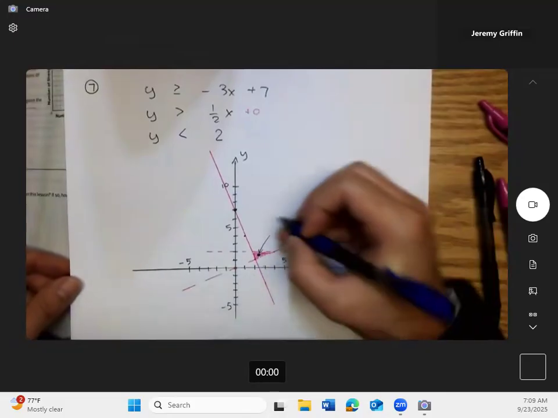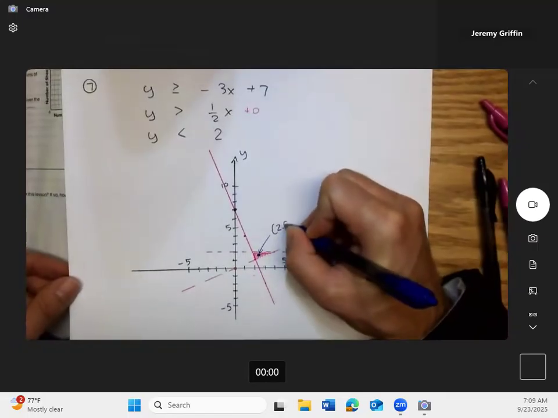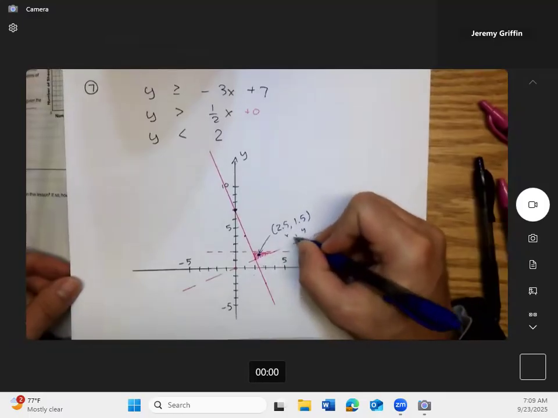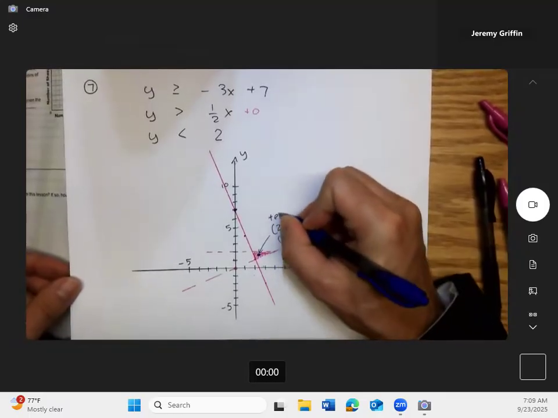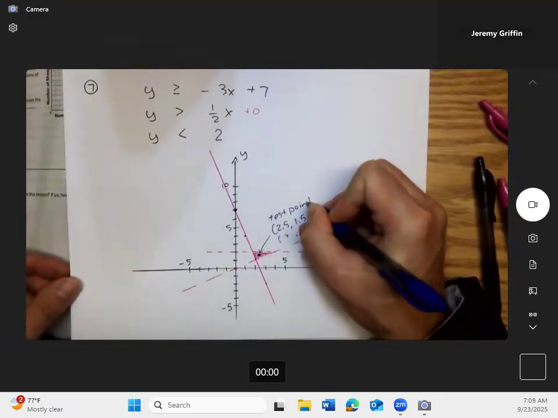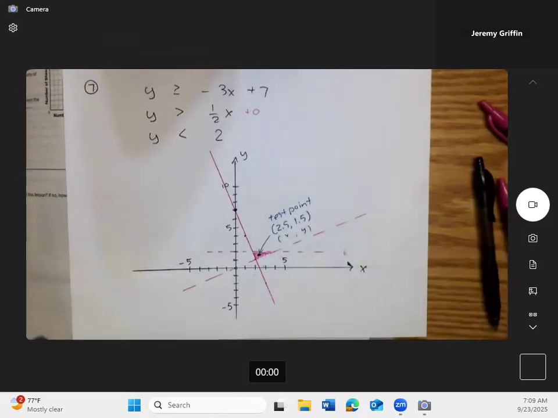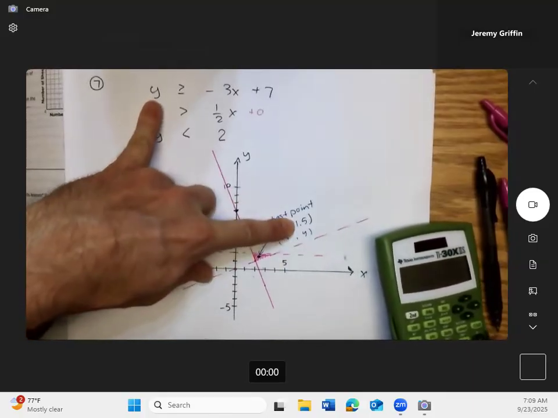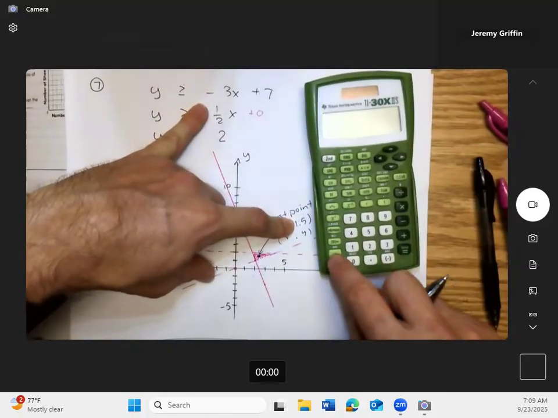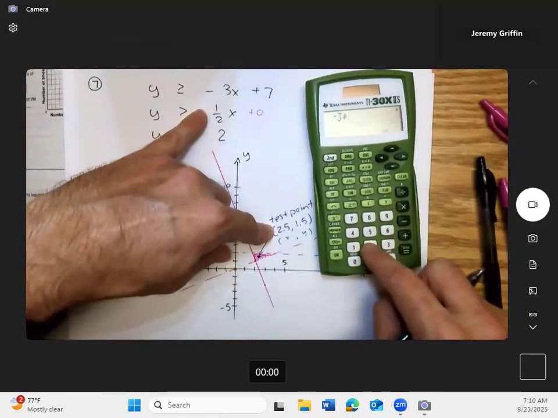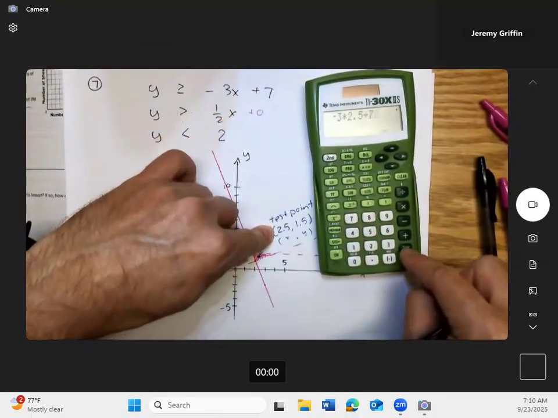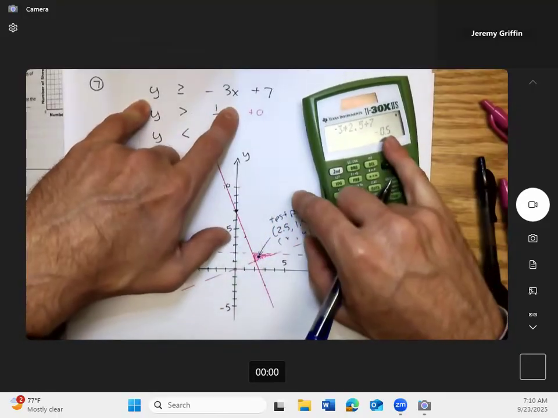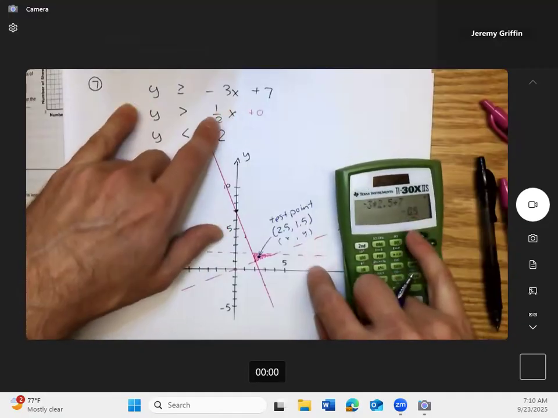So, the point 2.5 comma 1.5. That's like an XY value, right? I'll label it as a test point. Okay? That point should pass all 3 of these tests. Let me see if it does. Right, so it's y, which is 1.5 right here. Is that greater than or equal to negative 3 times 2.5 plus 7, which comes out to negative 1 half? Is 1.5 greater than negative 0.5? Yeah, it sure is. So it passes the first test.